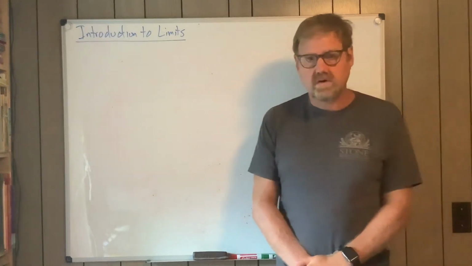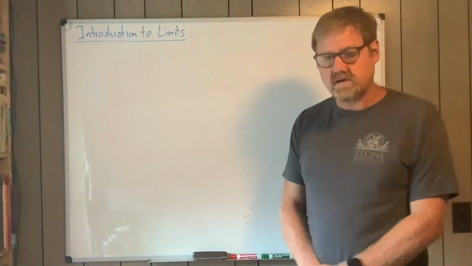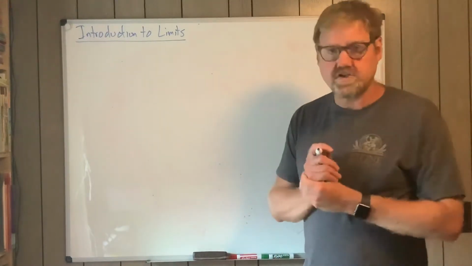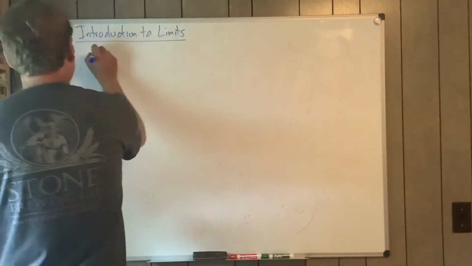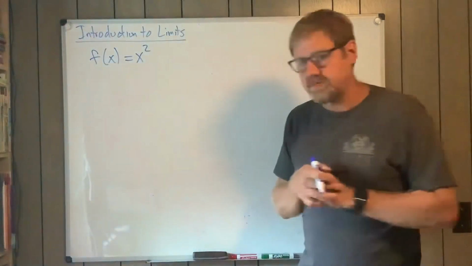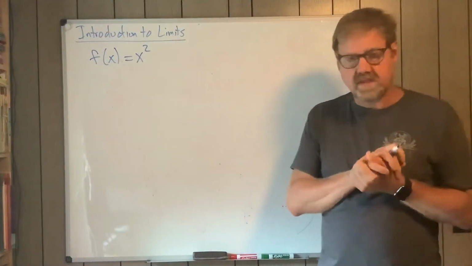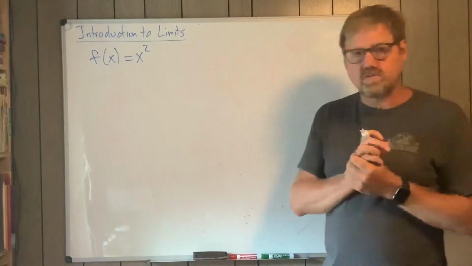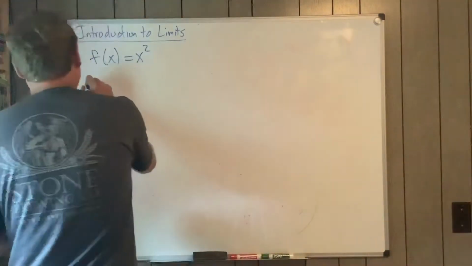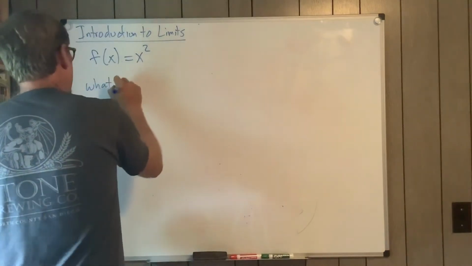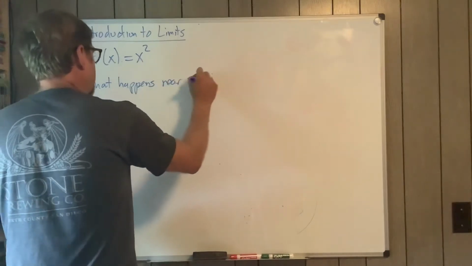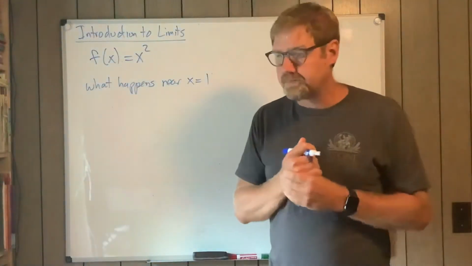Okay, so we're going to start off with talking about limits. Let's start with a function that's pretty straightforward, simply x squared. One thing we're going to be interested in is what is going on with the function near 1. So what happens near x equals 1?